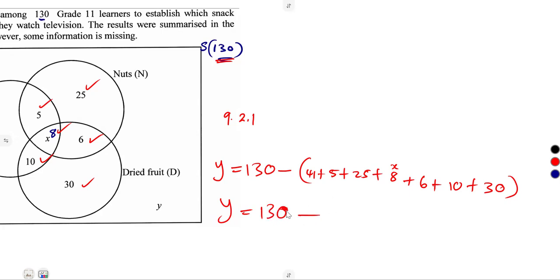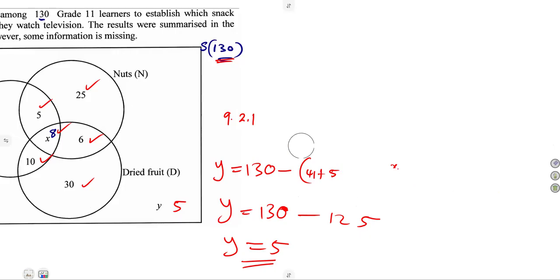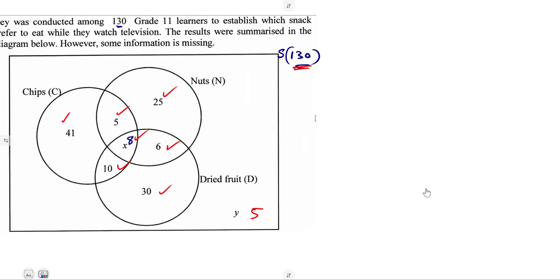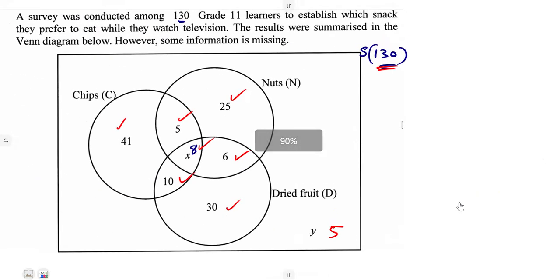So, right, let's combine everything. That's 125 from your calculator. Thus you're going to have a difference of what? A difference of 5. So Y is equal to 5. Those who do not take any of the given snacks that are provided, they do not take any of the given. All right. Anyways, let's see.